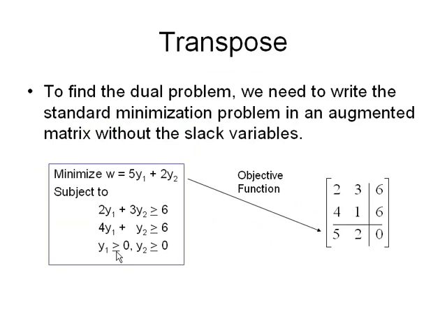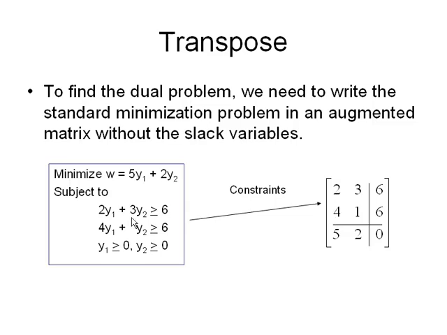To find the dual problem, we need to write the standard minimization problem in an augmented matrix without the slack variables. What I'm going to do is take the objective function and write it in a matrix as 5, 2, 0. The 5 and the 2 are the coefficients on the variables, and I'm going to put that in the third row. Then I take my constraints and I write them in the first and the second row.